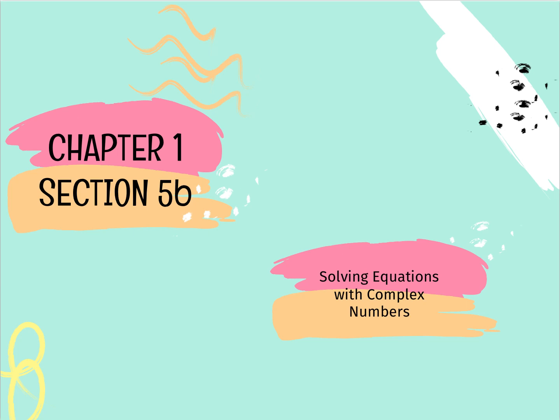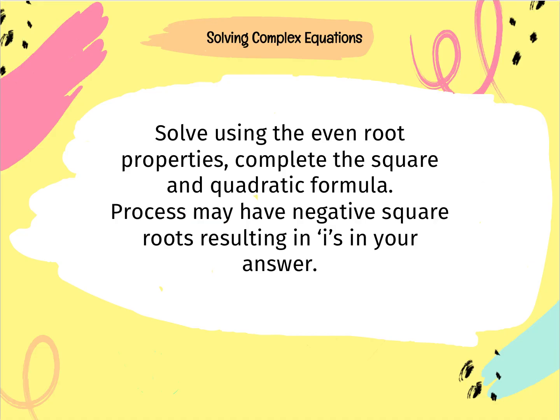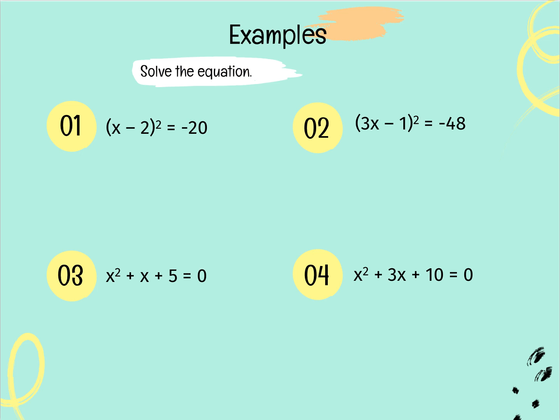So now that we understand what complex numbers are and we got pretty comfortable with working with them in all sorts of ways, now let's see how we would solve equations with complex numbers. So again, the instructions say: solve using the even root properties, complete the square, and quadratic formula. So you're going to use the same type of processes that you used before for solving, except now your solution may end up having an imaginary number in it. It may be a complex number. Let's just do the work and it'll clear itself up here.